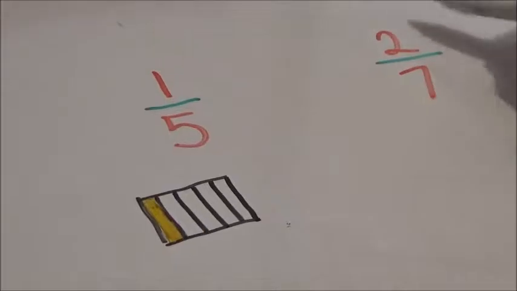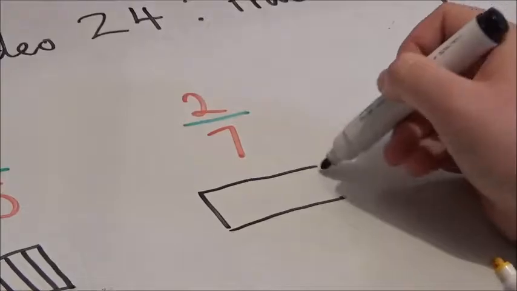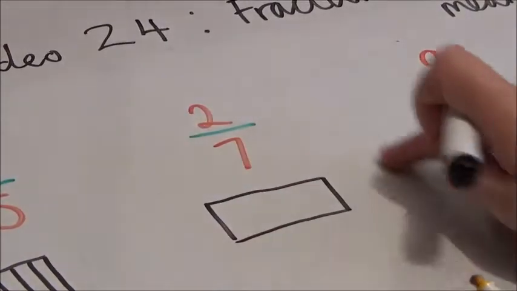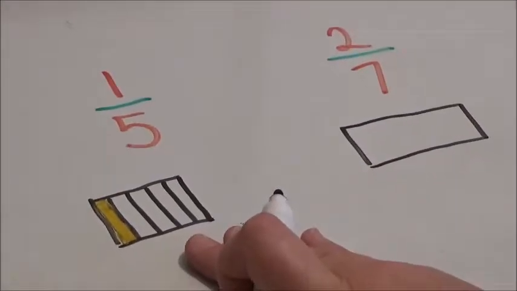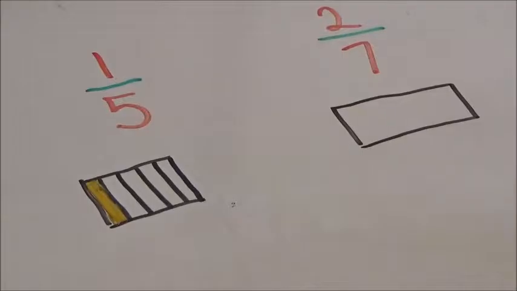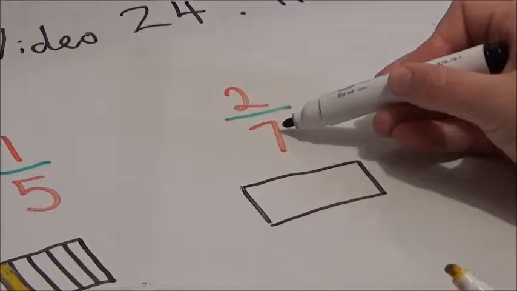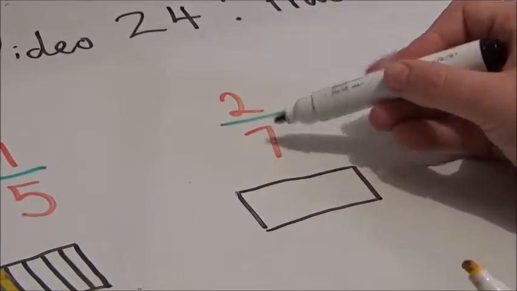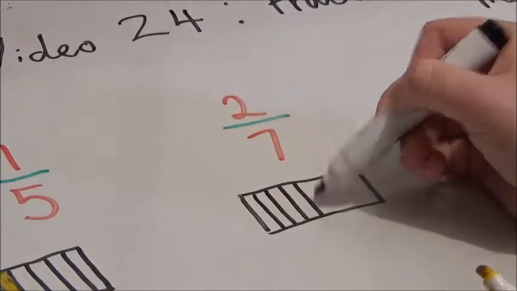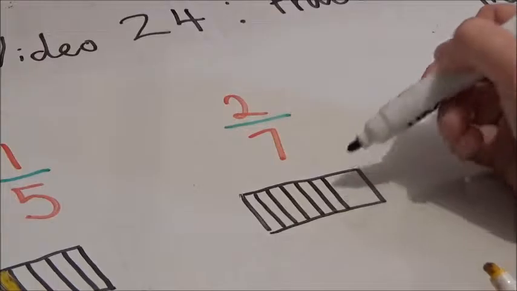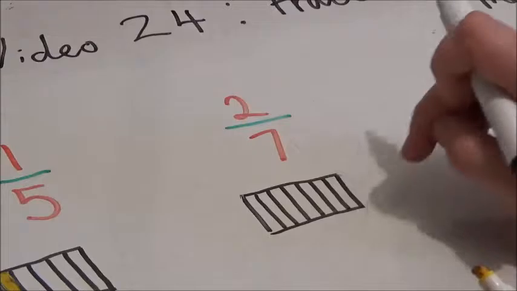The next one, 2/7. Again, I'm going to draw my rectangle. That's one whole rectangle. By the way, I'm not comparing this rectangle to this rectangle, the different sizes, okay? I'm just drawing out what 2/7 might be. I've got one whole rectangle and I'm going to cut it up into 7 pieces. That's my denominator. How many pieces make a whole? 1, 2, 3, 4, 5, 6, 7. See, this is why I can't do circles.